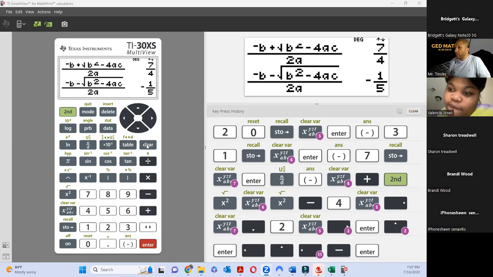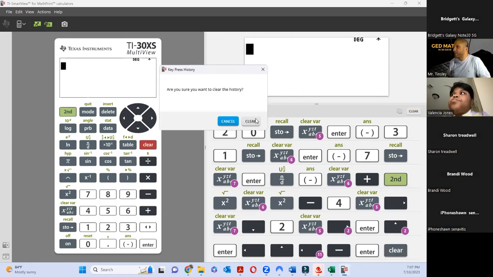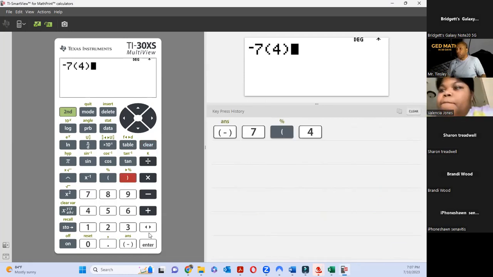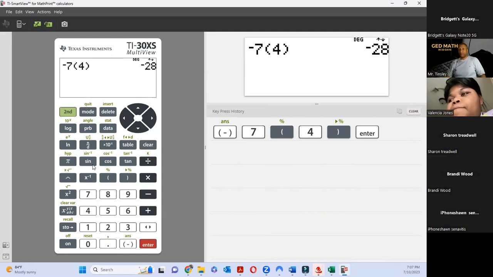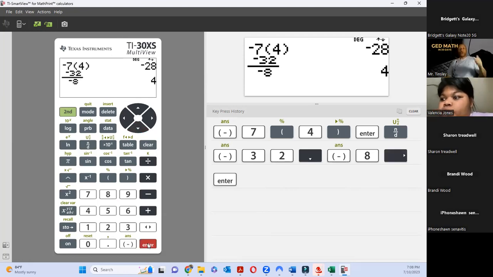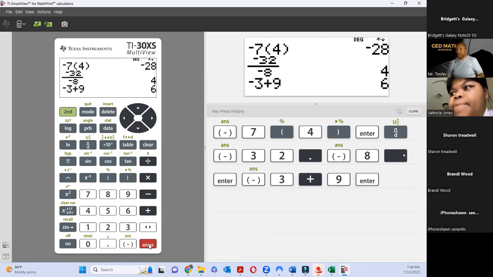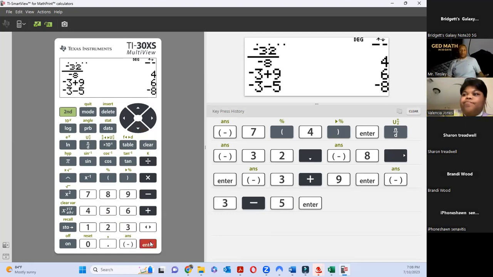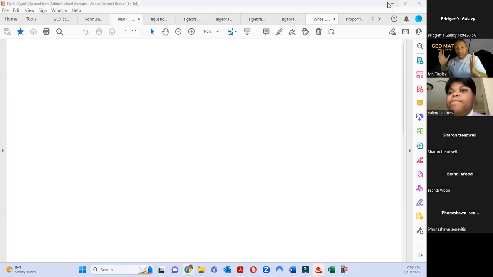Listen, for every signed number calculation you do, practice. -7 times 4, -28. Minus 32 divided by -8, +4. Mm-hmm. You have to. -3 plus 9, 6. -3 minus 5, -8. Listen, one of the most common mistakes I saw over the last week was signed numbers.